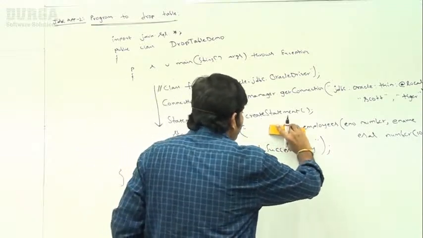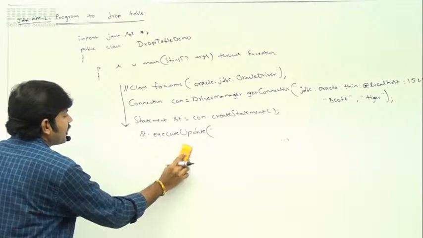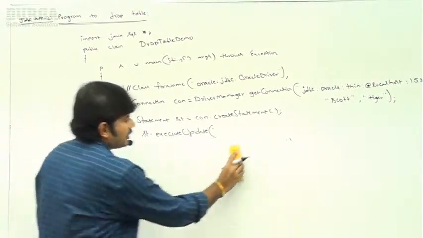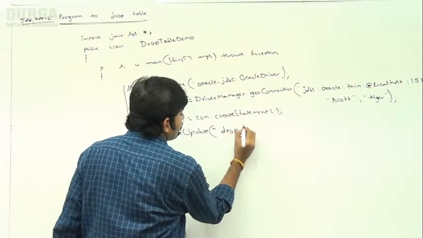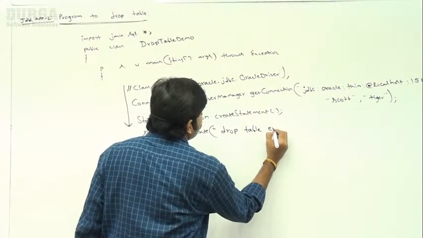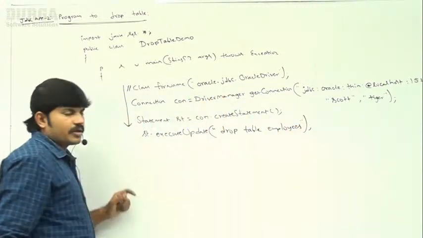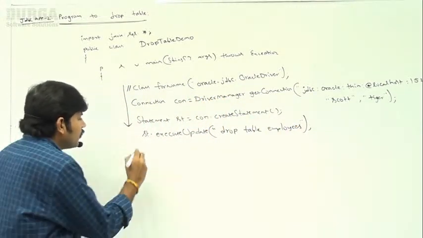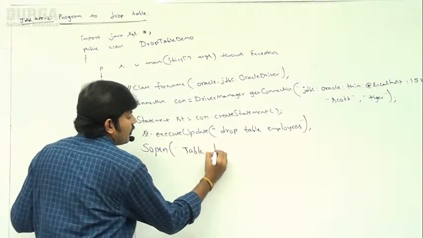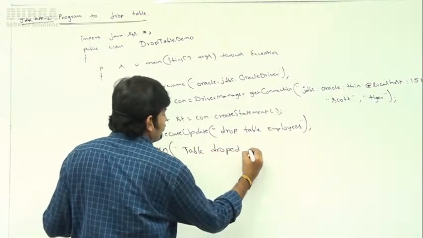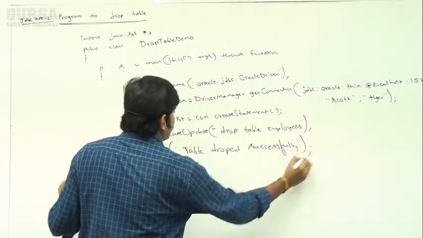Sir, what is the SQL query I have to pass? Observe that: st.executeUpdate. What is my query, sir? Drop table. Which table do I have to drop, sir? Employees table. Drop table employees. Now System.out.println, table dropped successfully. Like this I took.